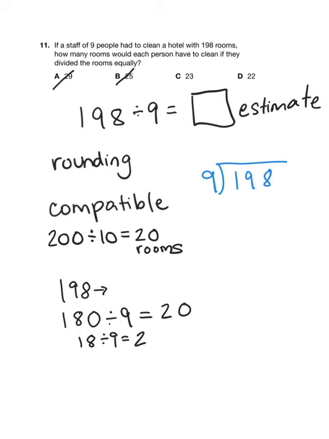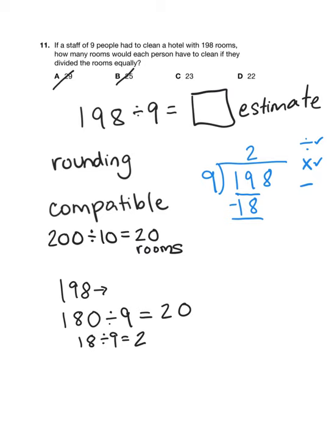9 goes into 1 0 times. I can't do that. That would be like saying, oh, I have $1 and I want to share it with 9 of my closest friends. Well, no, because my friends don't each want less than 10 cents. So we're going to look at 19 instead. 9 goes into 19 2 times. So that's our division. Next, we're going to multiply. 2 times 9 is 18.